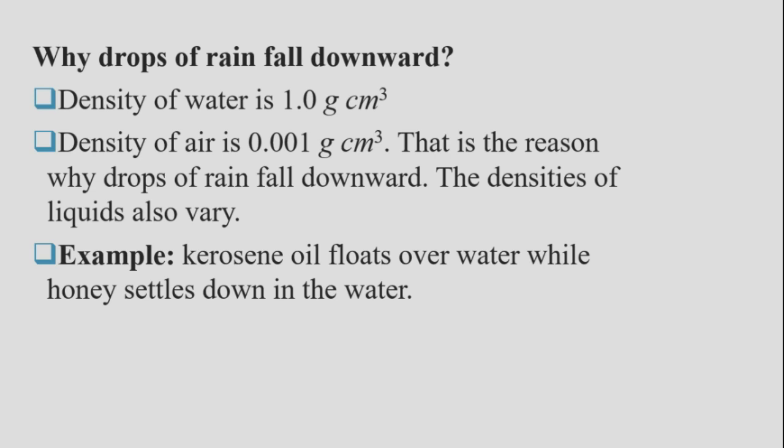The density of air is 0.001 gram per centimeter cube. This is the reason that the drop of water always goes downwards, due to the high density of the liquid, and the density of liquids varies. The next point is that kerosene oil floats over the water while honey settles downwards in the water.